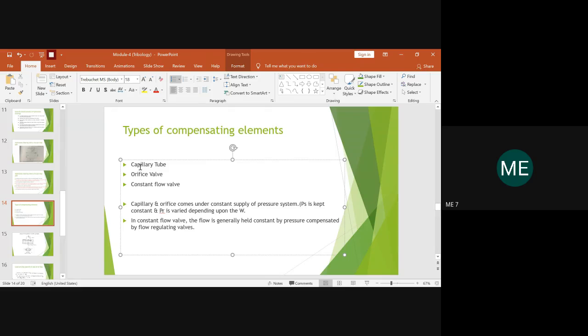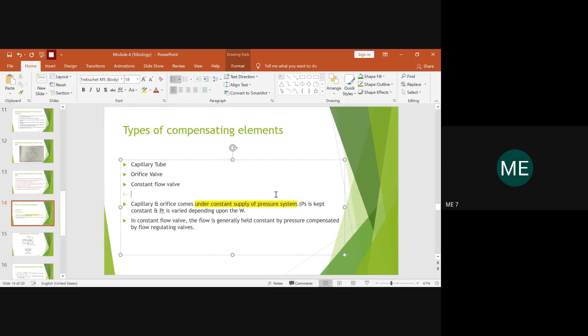So either if you use a capillary or orifice type of valve, you will always have a constant supply of the pressure system. That is the main need. If you need a constant supply of pressure across the oil you are passing, it's better to go with the capillary or the orifice type of valve, the first and the second.